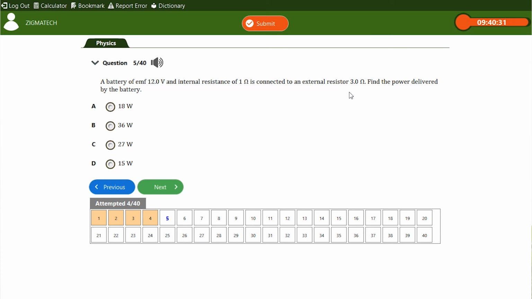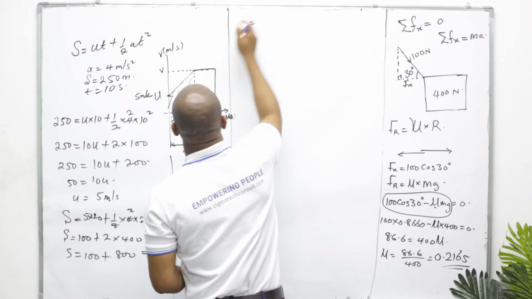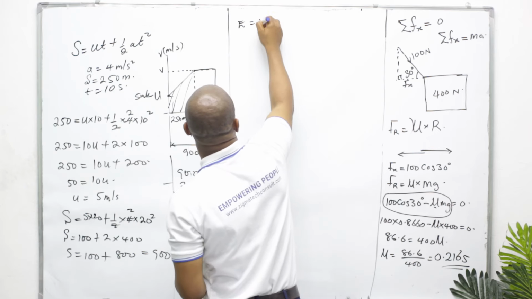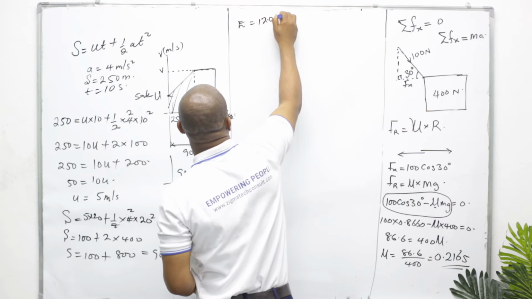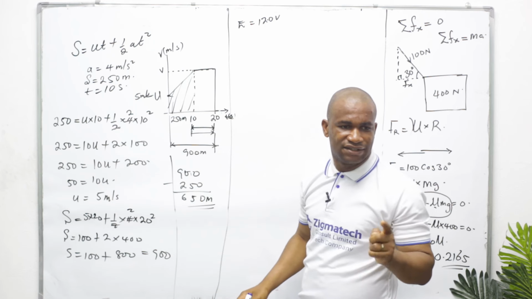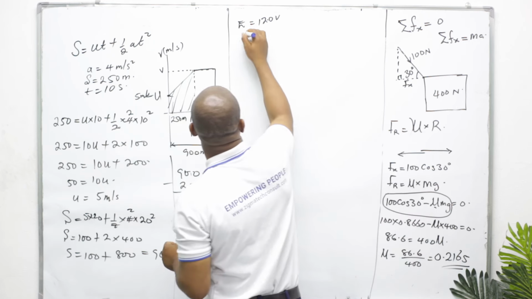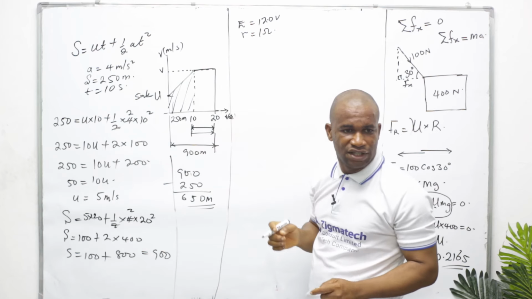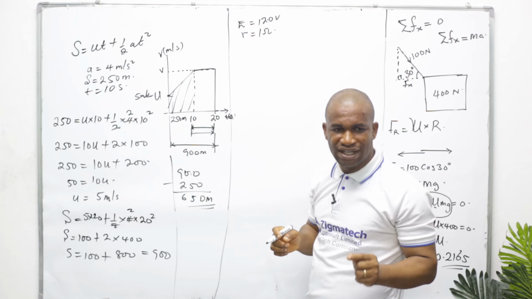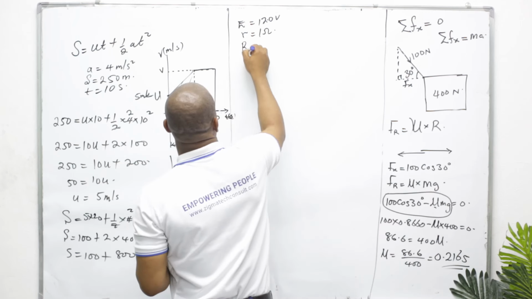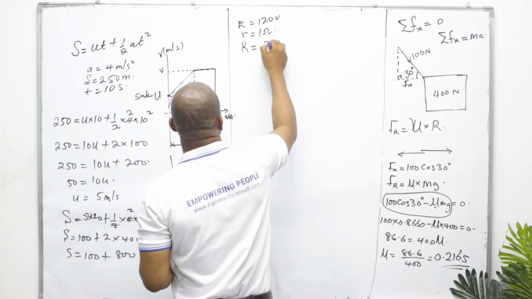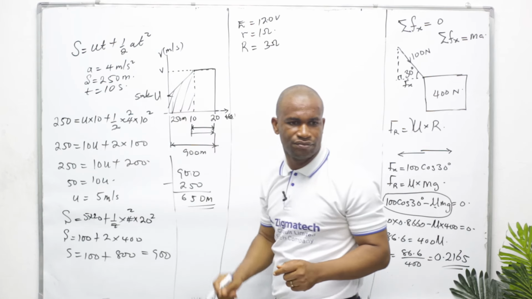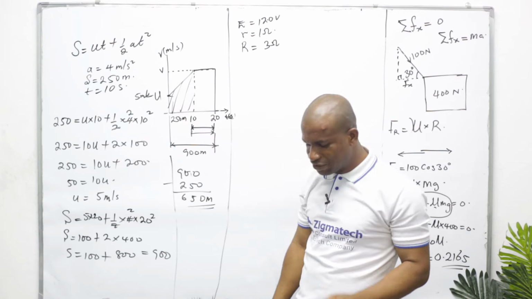And this is number 5. In this number 5, a battery of EMF 12.0 volts and internal resistance of 1 ohm, so small r is 1 ohm, is connected to an external resistor. R, external, must be the big one, and that is 3 ohms. Find the power delivered to the battery.